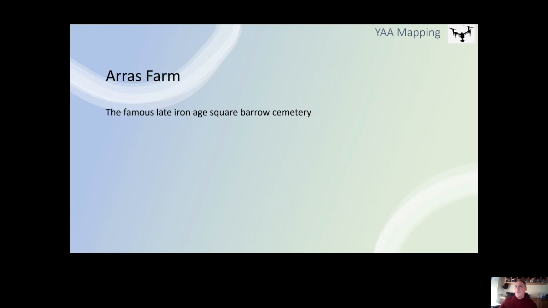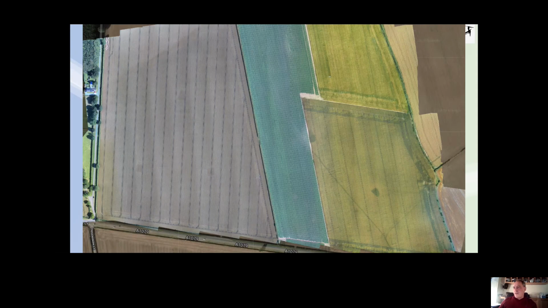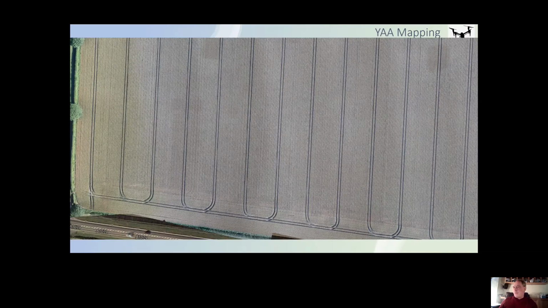Arras Farm is the famous late Iron Age square barrow cemetery. Here's an image that I took for Peter Halkon, one of the first images that we took together, and that's zoomed in. If we then process it, we can see straight away a huge number of barrows appearing. Interestingly, we can now see that some of the barrows are in little clusters inside what appear to be ditches running all over the site, which seem to be separating the barrows into little clusters.